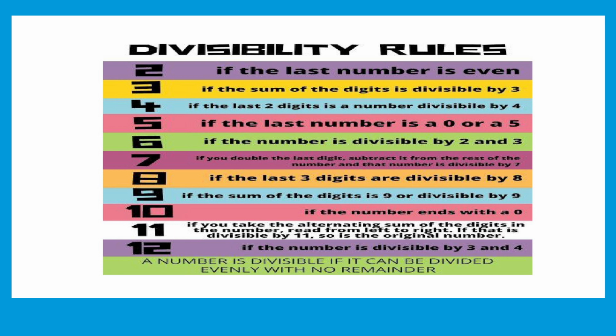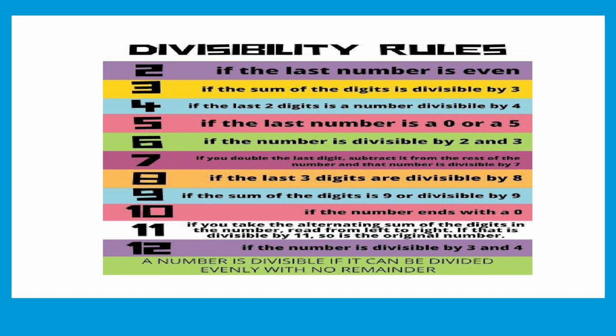And if the sum of the digits is 9 or divisible by 9, the number is divisible by 9. Let's take the example of 27. 2 plus 7 equals 9. 36, 3 plus 6 equals 9. 4 plus 5, 45, 54. All these numbers are divisible by 9, and adding their digits we get 9. So these are divisible by 9.